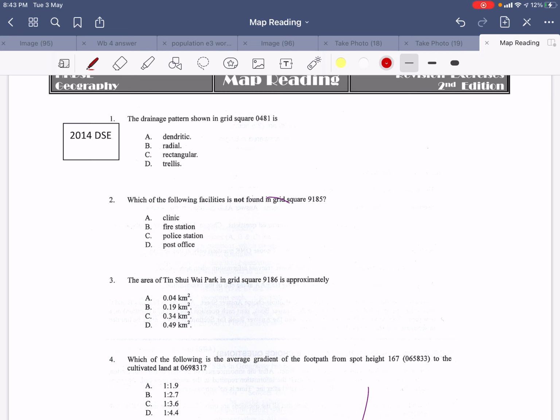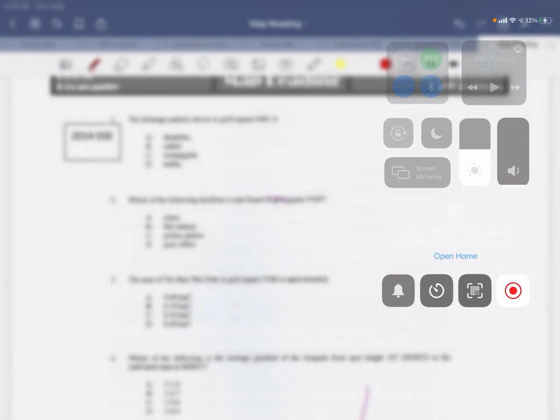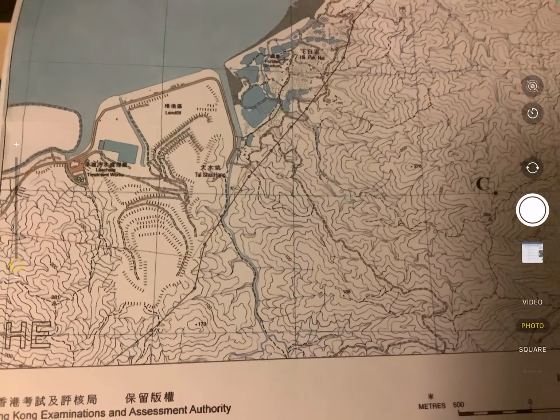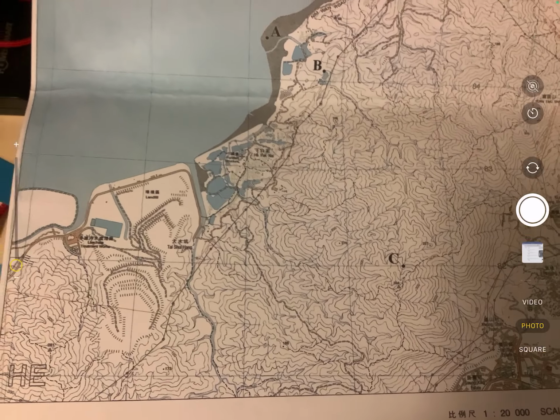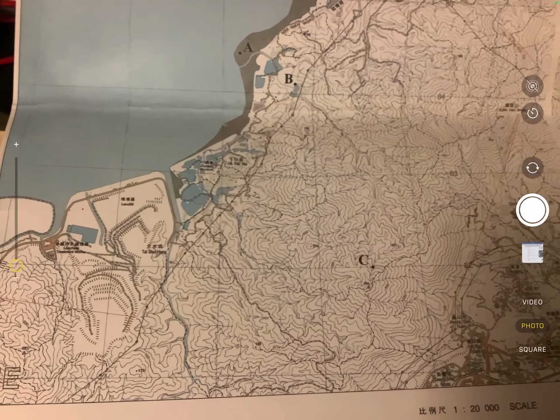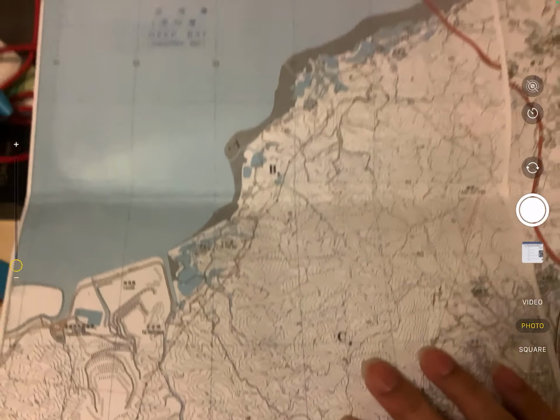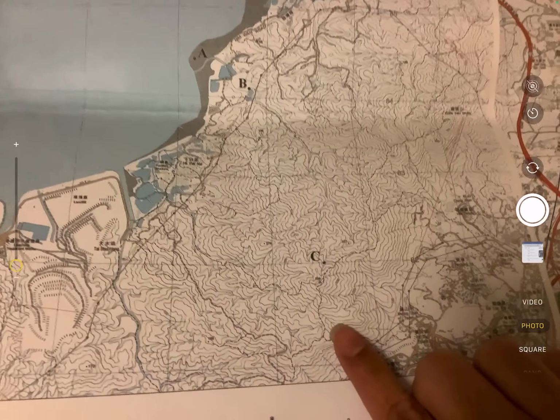So for the first question, which is talking about the dendritic pattern of the drainage pattern of the O4H1, okay? It should be here. Oops, sorry. It should be O4 and then H1. Let me take a photo. H1 and then O4. Where's O4? Okay, right here it is, O4.